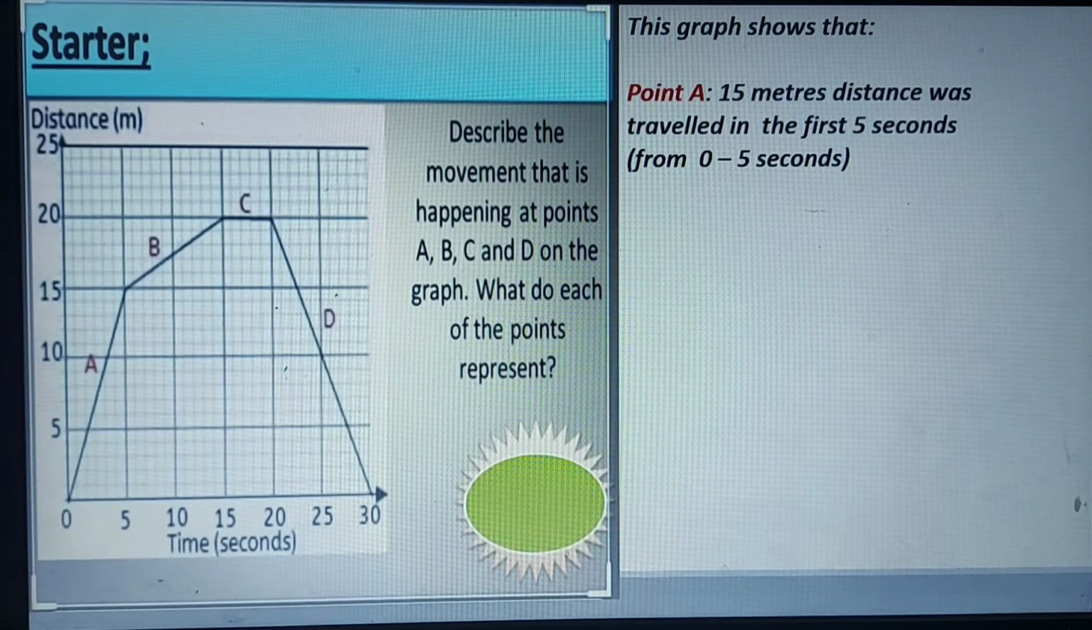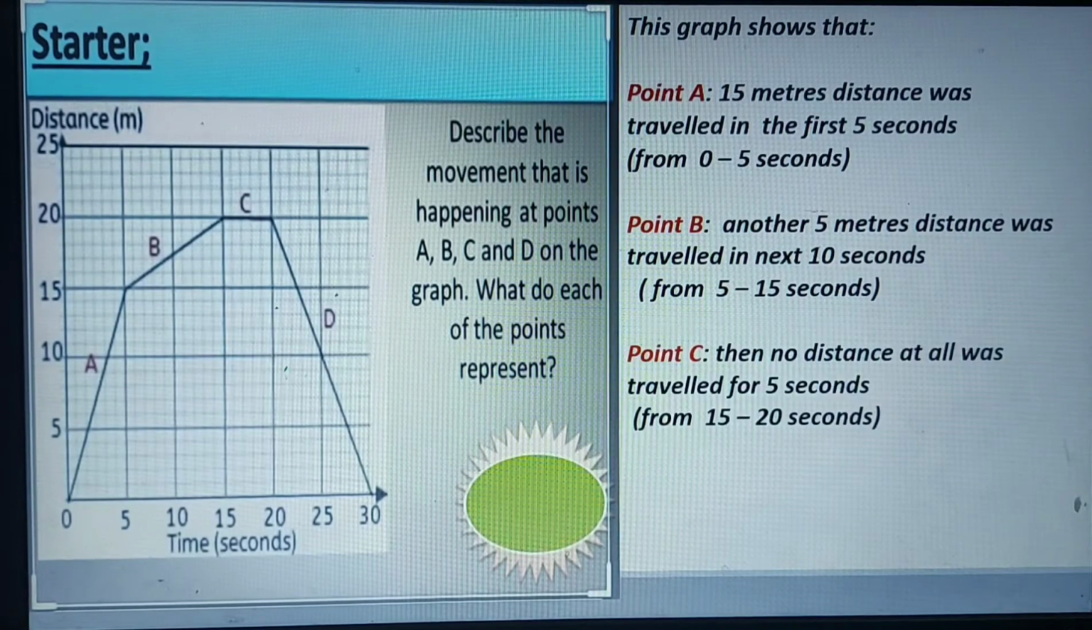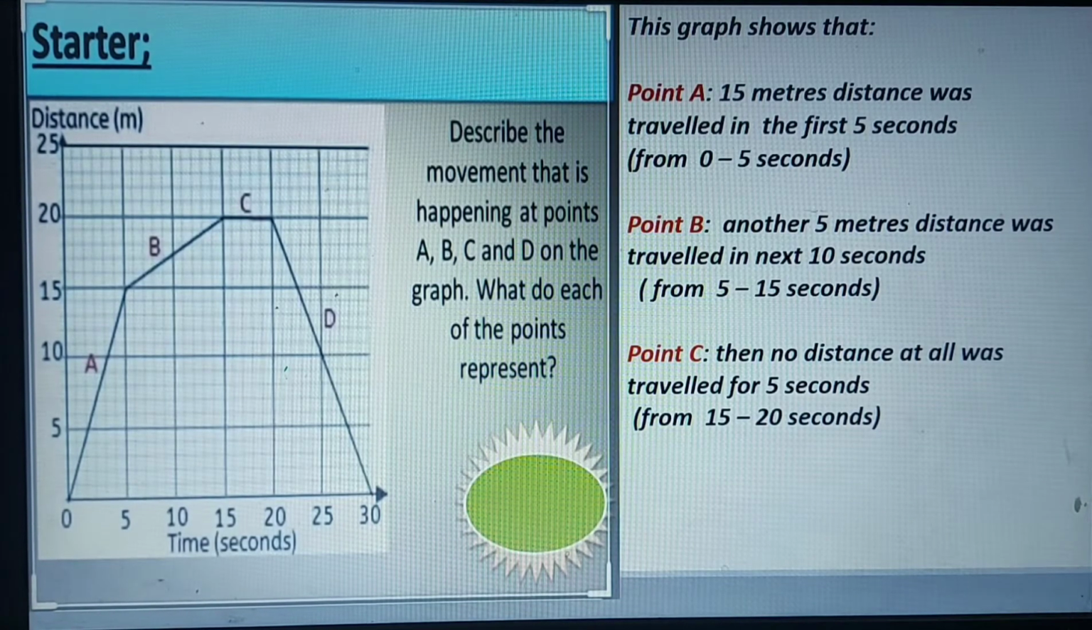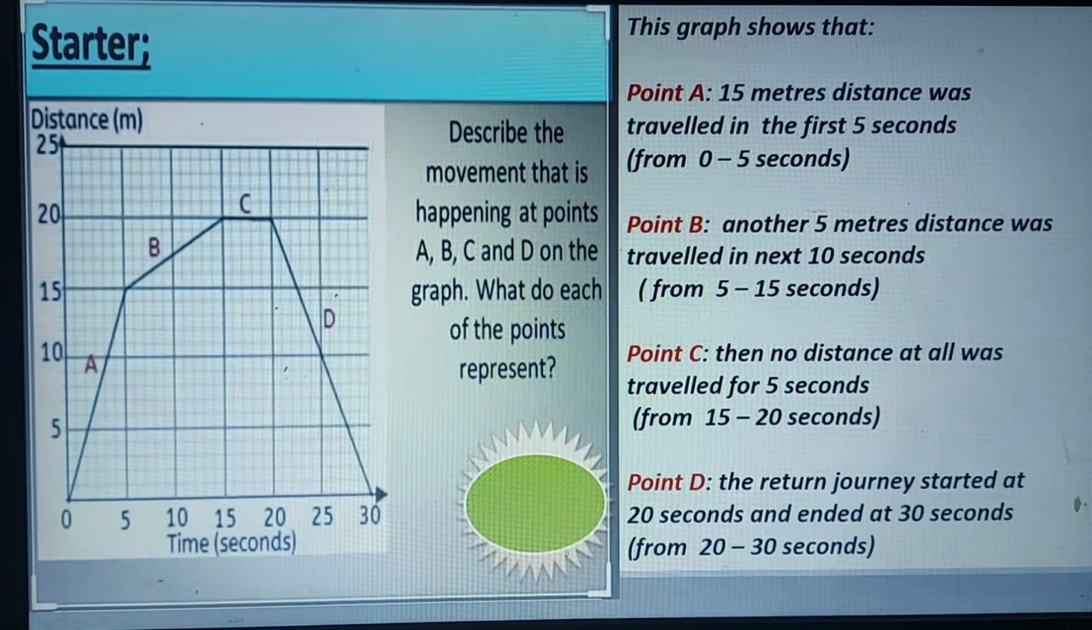So this graph shows that at point A, 15 meters distance was traveled in the first 5 seconds, that's from 0 to 5 seconds. At point B, another 5 meters distance was traveled in the next 10 seconds, that's from 5 to 15 seconds. At point C, no distance at all was traveled for 5 seconds, that's why the line is flat. So from 15 to 20 seconds, no distance was traveled. And at point D, we have that the return journey started at 20 seconds and ended at 30 seconds. That's from 20 to 30 seconds.